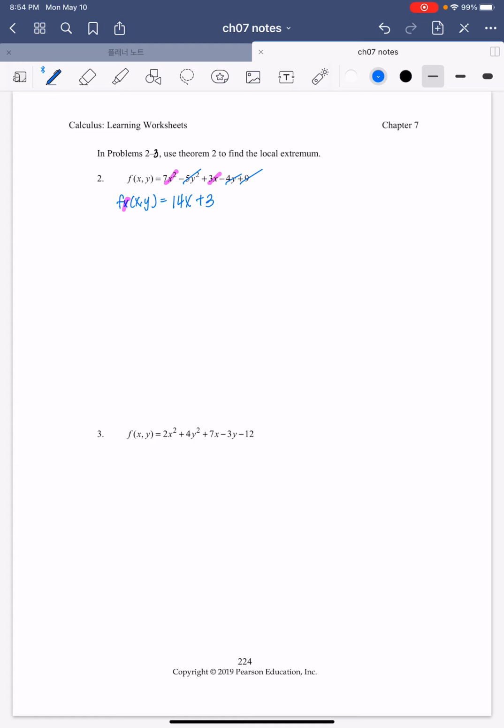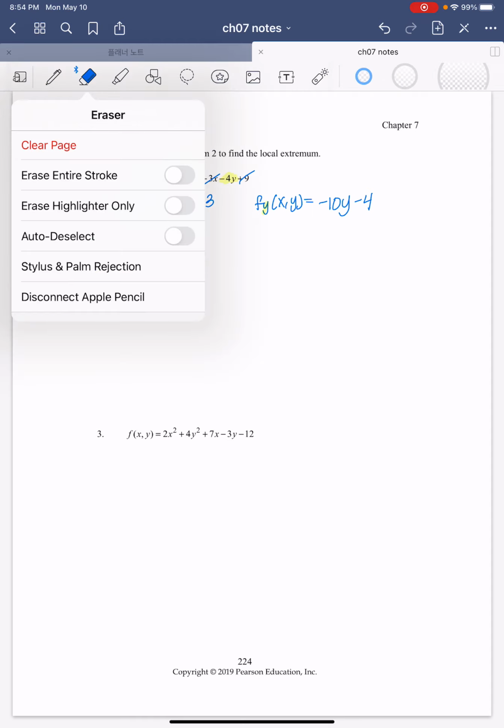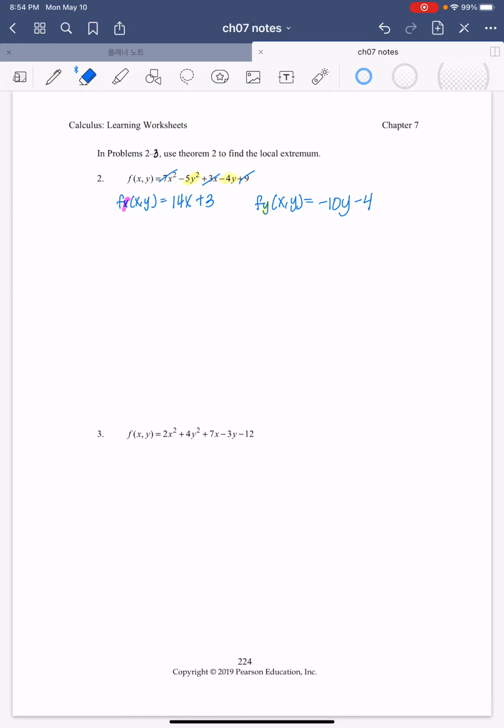Okay. f sub y, I will erase completely so it doesn't get confused. And then I'm going to highlight y. This is my variable. So this one is a constant, so it disappears. This will be negative 10y, constant disappears, minus 4, constant disappears. So we are done with taking the first derivatives.